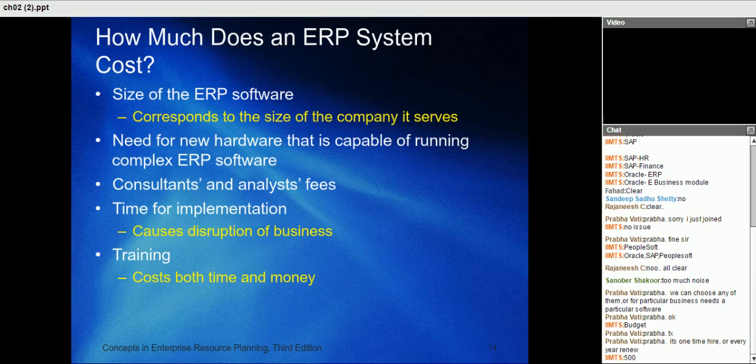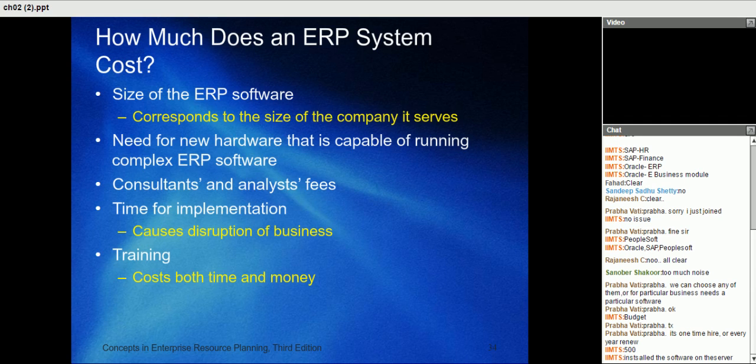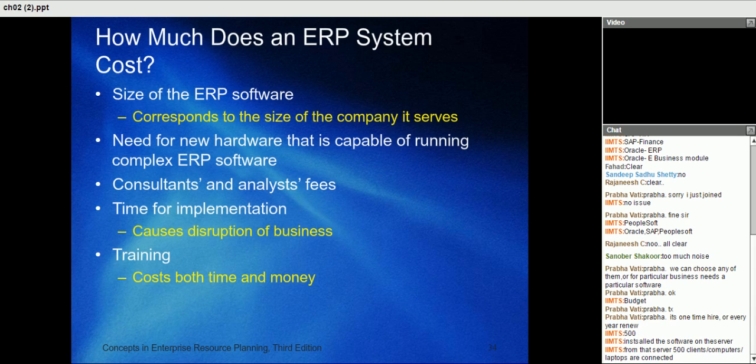Suppose you have 500 people in the organization, and you have installed the software on the server. Now from that server, 500 clients are connected. When I say clients, I mean individual computers or individual laptops. So that means you have 500 licenses, one for each system.